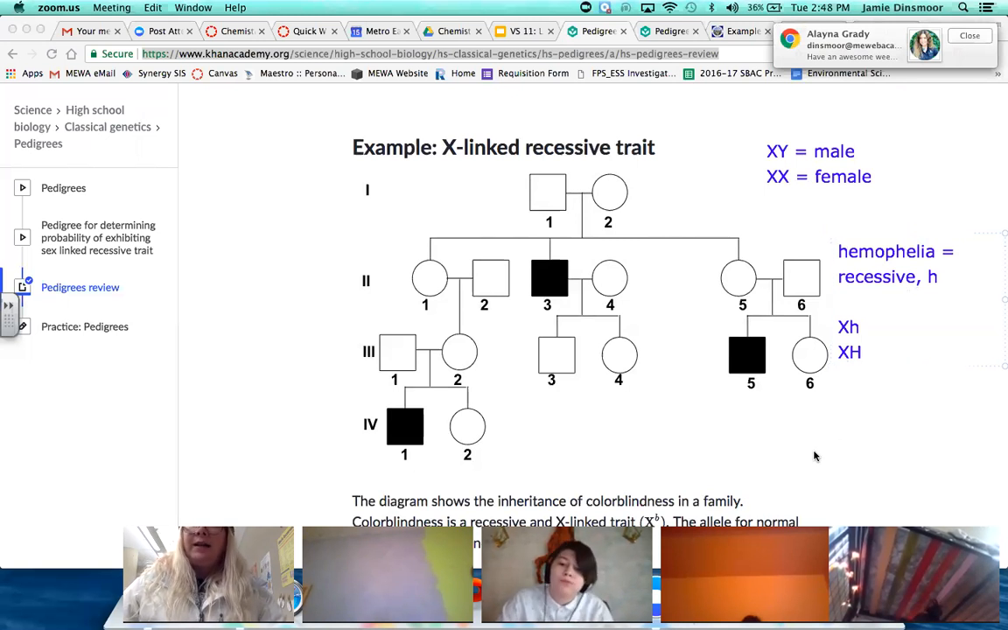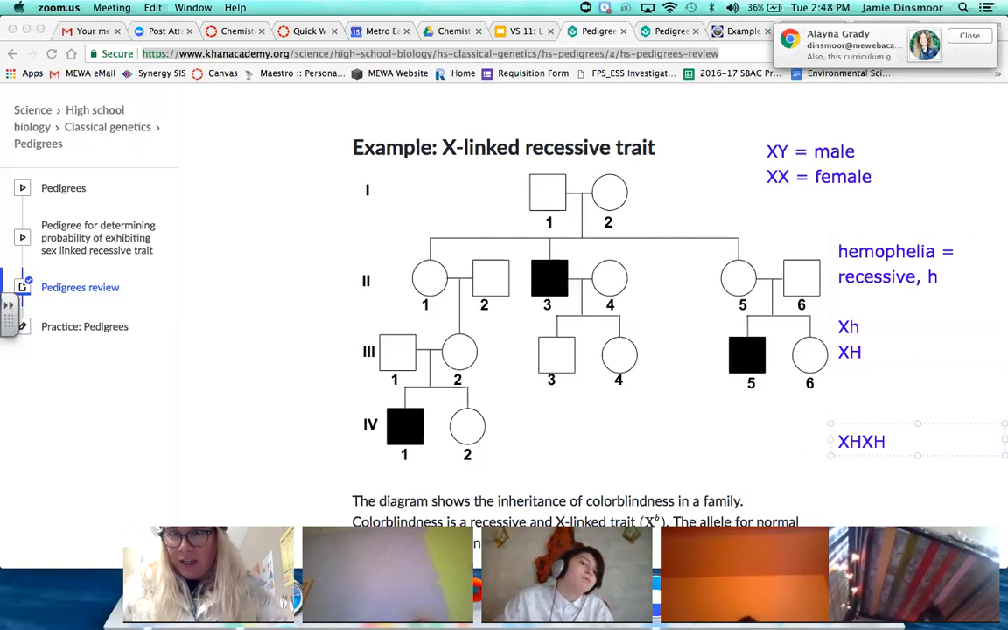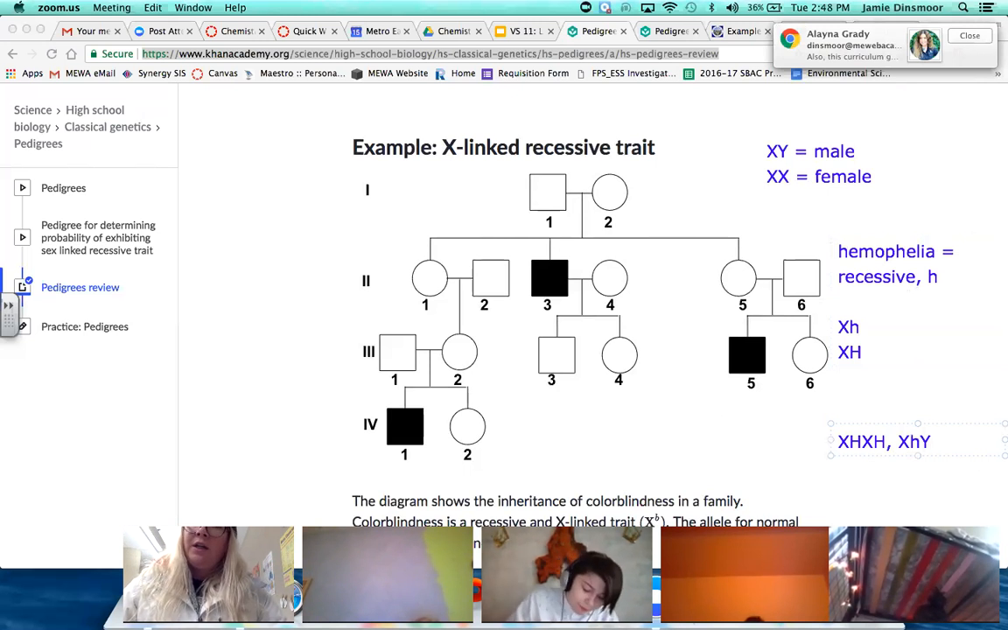So let's say that you have a mom who doesn't have hemophilia. I wish I could write superscripts easily in this, but I can't. And we have a father who does have hemophilia. So he only has 1 X. So if he has hemophilia, he only needs 1 recessive allele. That is the exact reason why males have a higher chance of getting a recessive X-linked disease because they only need 1.